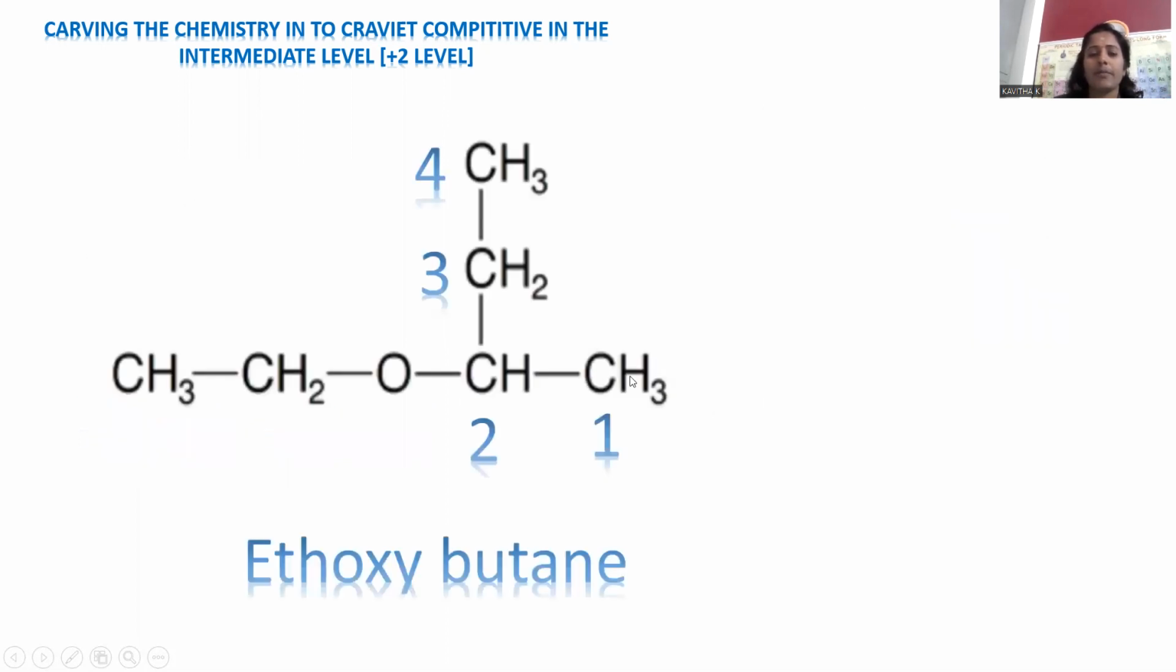So in this compound, the parent chain will be 1, 2, 3, 4. The 4 carbon chain obviously will become the longer and parent chain, and this ethoxy will become a side chain, alkoxy, right? So we can say ethoxybutane, being 4 carbons, so we have to mention butane. All carbons are saturated, so 'ane' will be the suffix over here. The final IUPAC name of the given organic compound will be ethoxybutane.